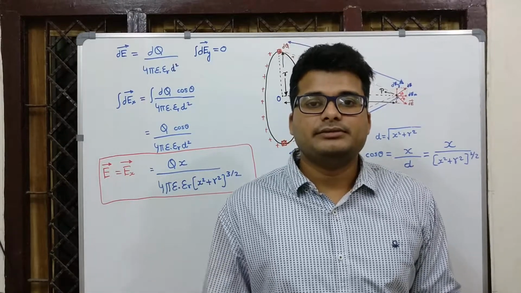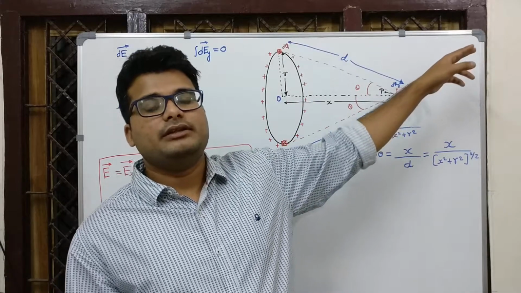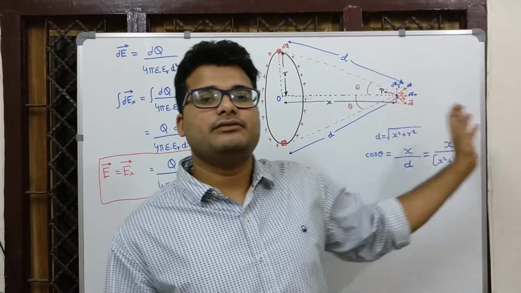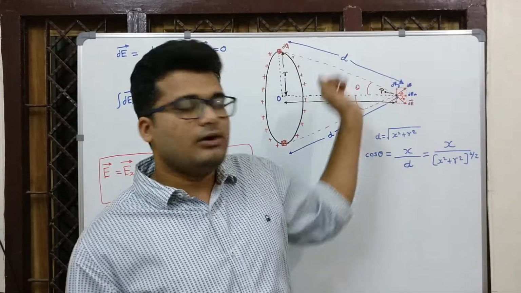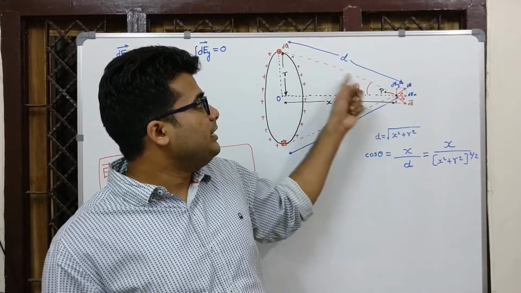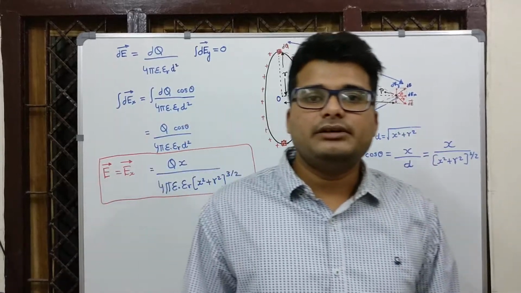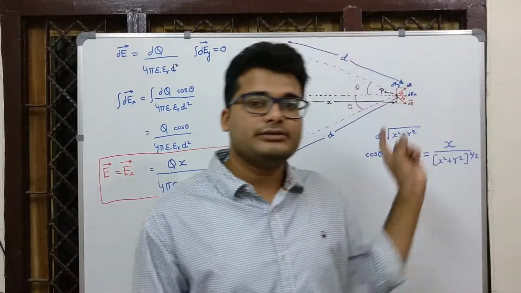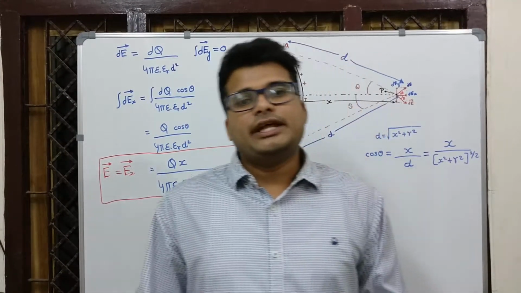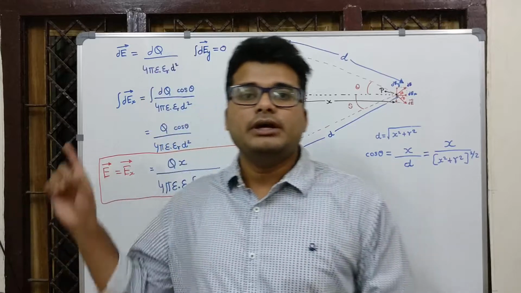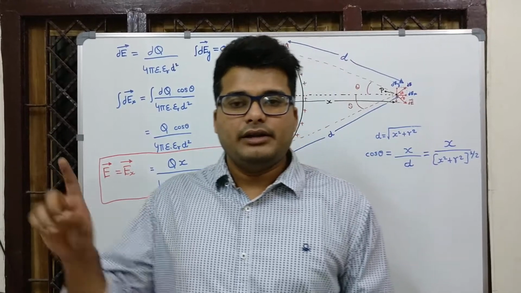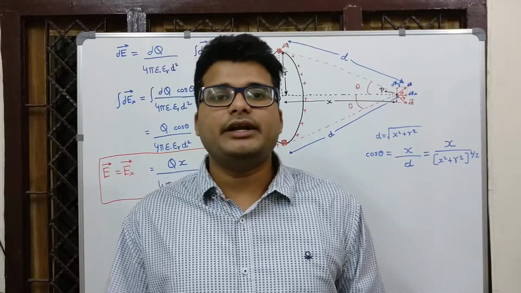Now we come to Ex. If you can see, theta is also constant. Agreed? Because every point on the ring is equidistant from the center of the ring, and theta is the angle made by d, and r, x, all these things are constant, so theta is also constant for every point on the ring. So cos theta is also constant. So the dEx component is what? dE cos theta. Agreed? Now we integrate dE cos theta.